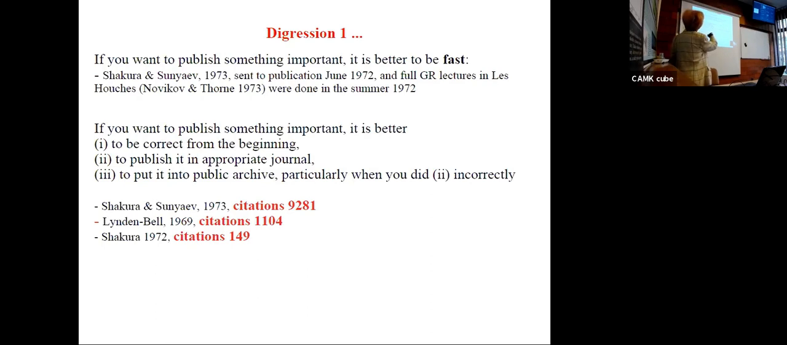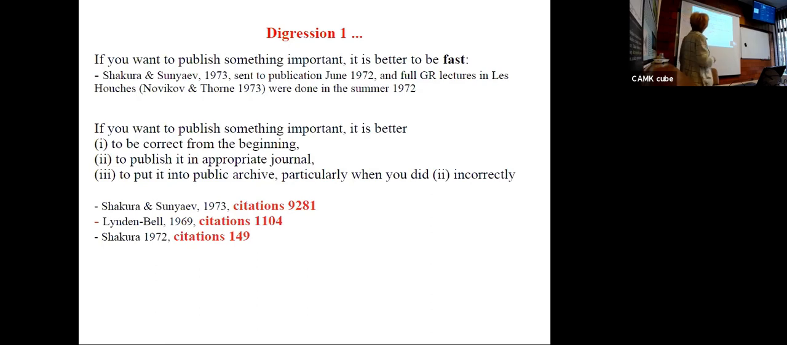And why did it happen? Why were Novikov and Thorne ready with their lectures in summer 72? Well, Igor Novikov is Russian, and Shakura and Sunyaev are also Russians. So they developed this theory actually before. Novikov was aware that a very convenient description of accretion disks had been found, and they just generalized that to GR. There is nothing new otherwise in that second paper.